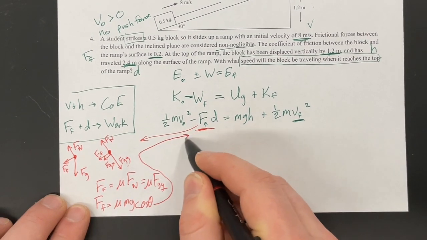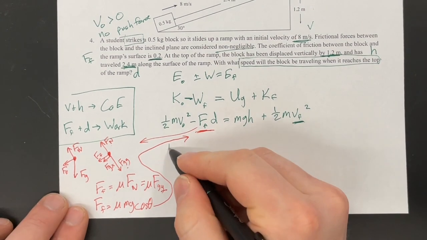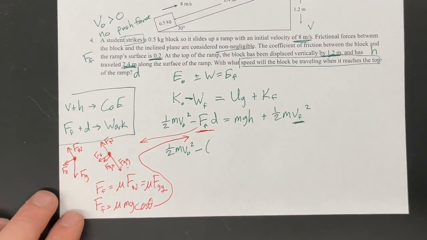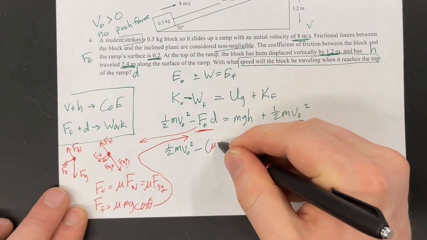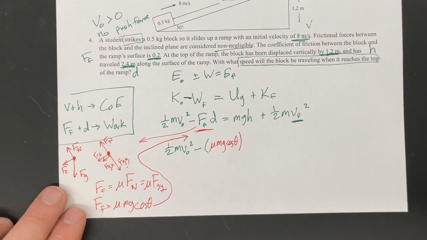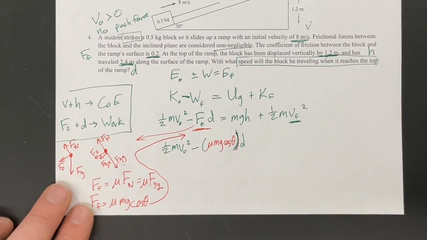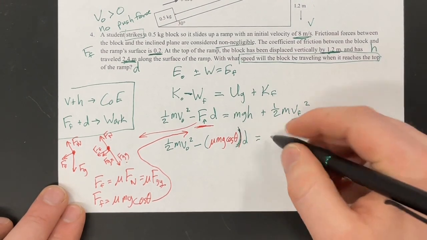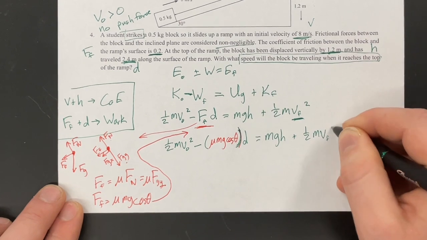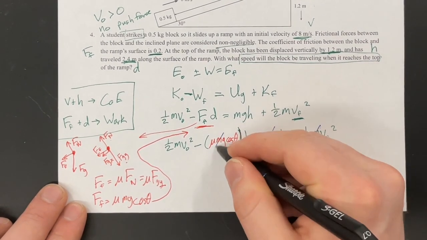So I'll take this and plug it back in. 1/2 mv naught squared minus mu mg cosine theta times displacement equals mgh plus 1/2 mv final squared. Oh, look at that. There's a mass in every term.